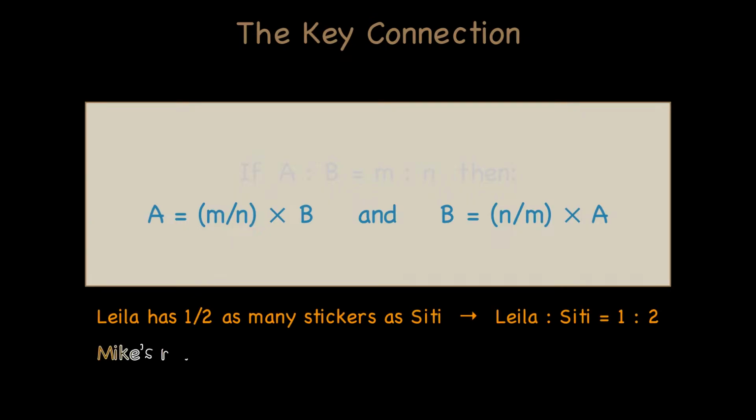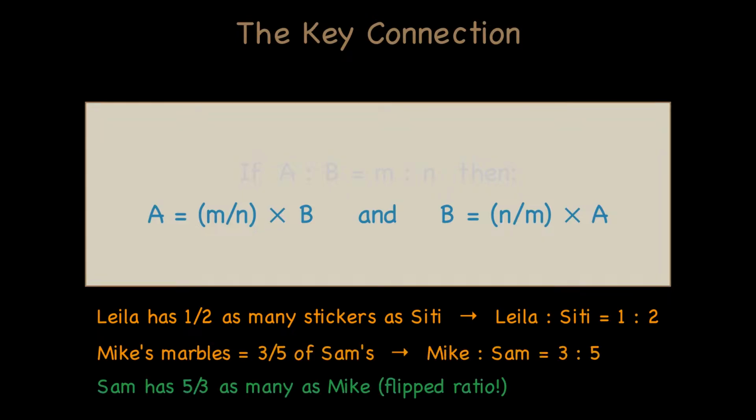Let's see some examples. If Layla has 1/2 as many stickers as City, then Layla to City equals 1 to 2. If Mike's marbles equal 3/5 of Sam's, then Mike to Sam is 3 to 5. And remember, Sam has 5/3 as many as Mike. The fraction flips when you swap who you're comparing.